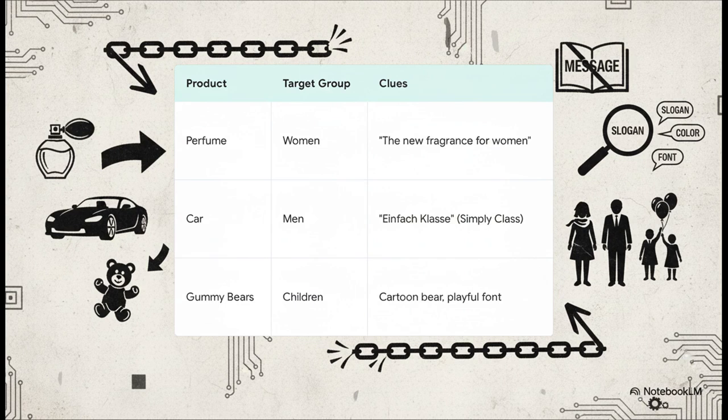And here are the answers. The textbook guides them to break down the clues. They analyze the slogans, the colors, the fonts, even the people featured in the ads. It teaches them to see an advertisement not just as a picture, but as a carefully constructed message designed to appeal to a very specific group of people.